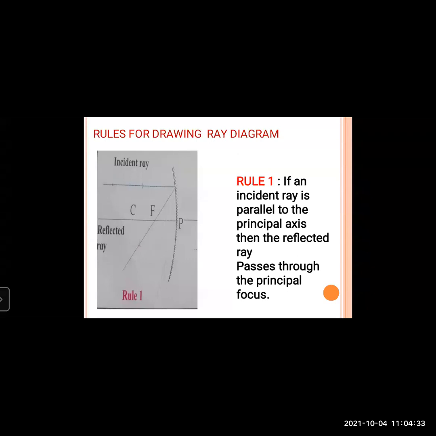Okay, so what is this easiest rule? It says that if an incident ray is parallel to the principal axis, then the reflected ray passes through the principal focus.